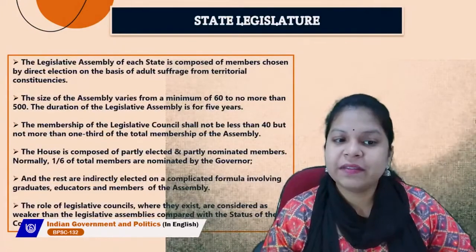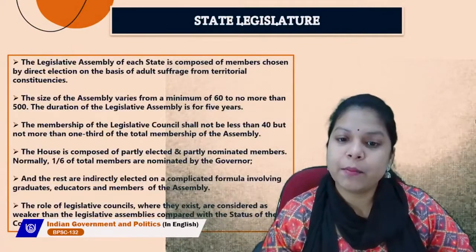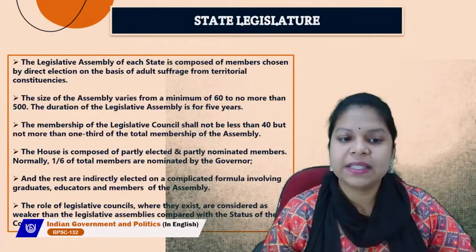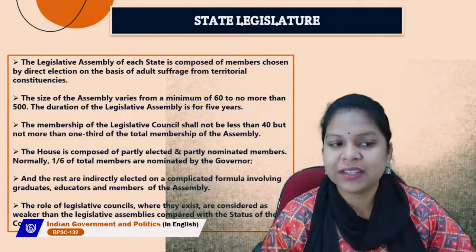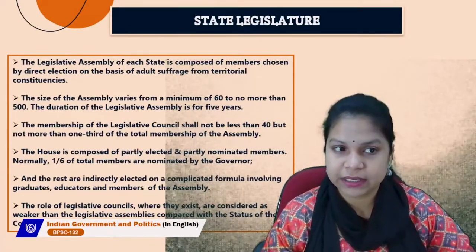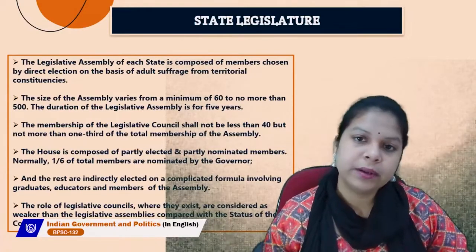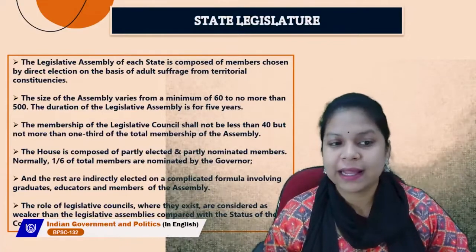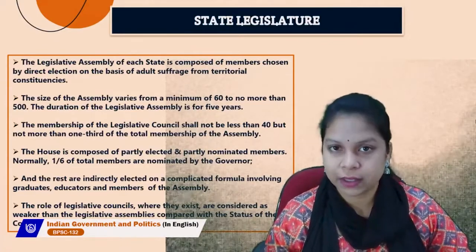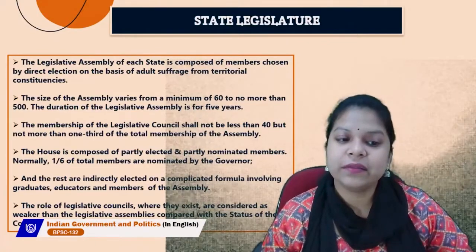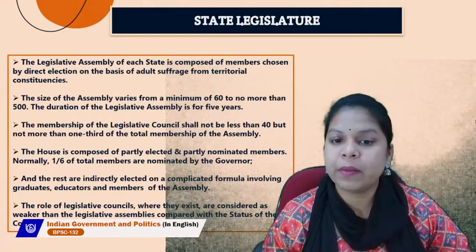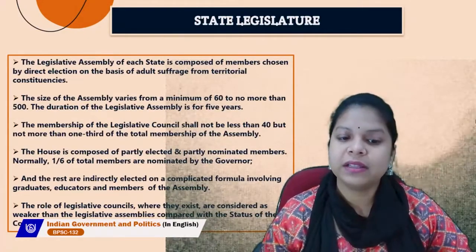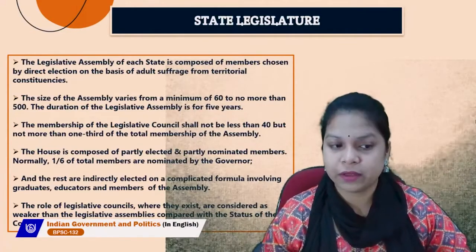The legislative assembly of each state is composed of members chosen by direct elections on the basis of universal adult franchise from territorial constituencies. So how are the members of the legislative assemblies elected? It is through direct elections on the basis of adult franchise. The size of the assembly varies from a minimum of 60 to no more than 500. The duration of the legislative assembly is 5 years.